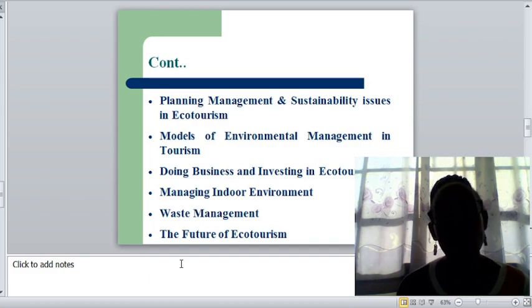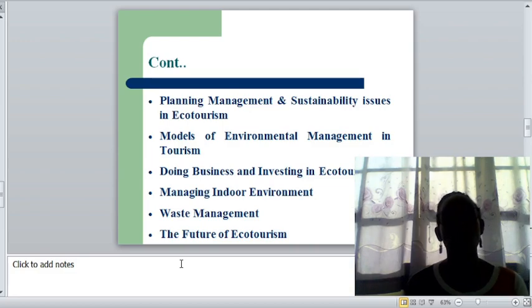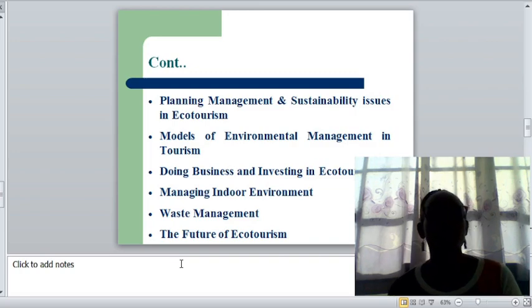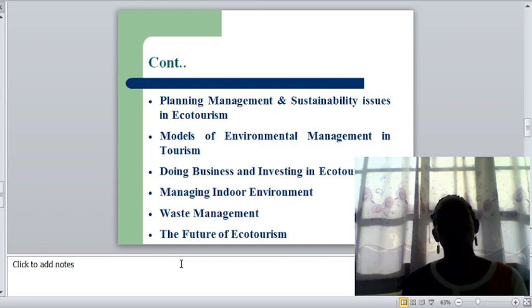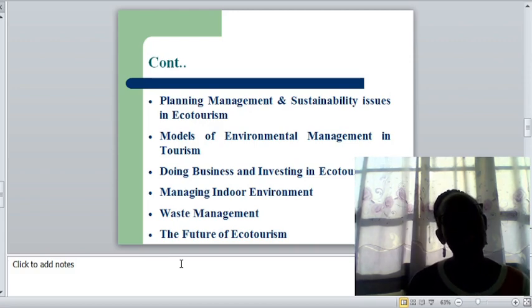We are also going to look at the models of environmental management in tourism. Since tourism is a contributor to environmental threats, we need to look at the best models of protecting or sustaining the environment. We are also going to look at how to do business and invest in ecotourism. What are these businesses in ecotourism? Who are the participants of these businesses? How do we invest in ecotourism, especially for the host communities, given that the key players in ecotourism are the local people? How do they benefit?